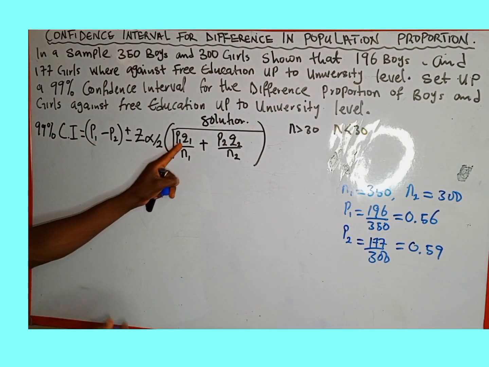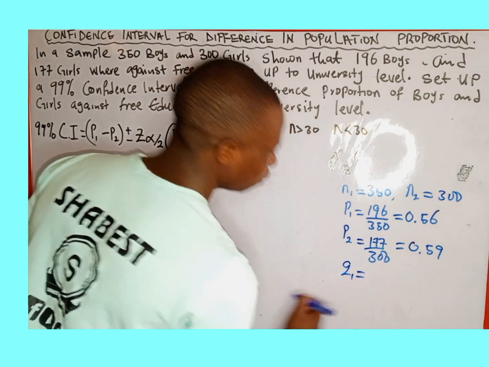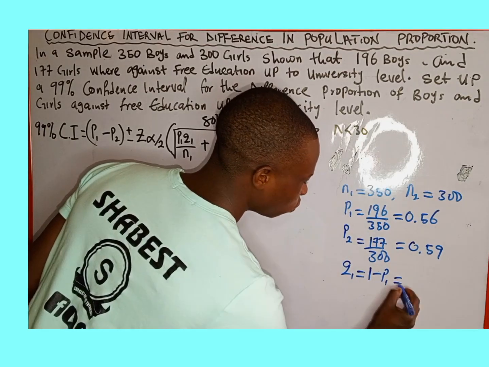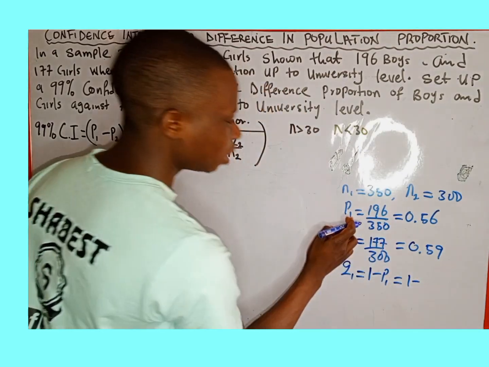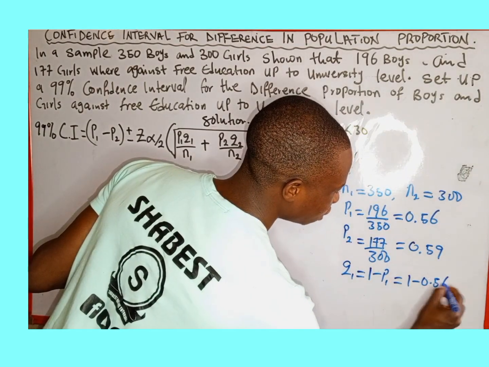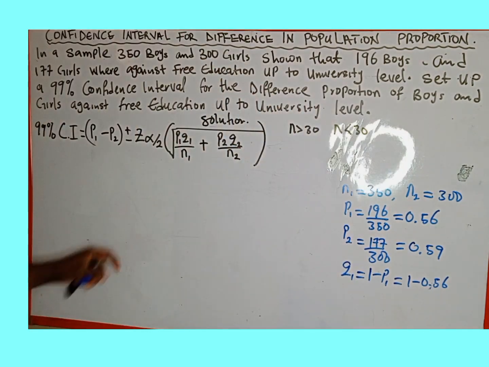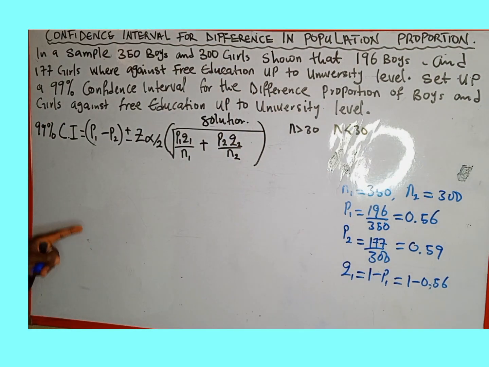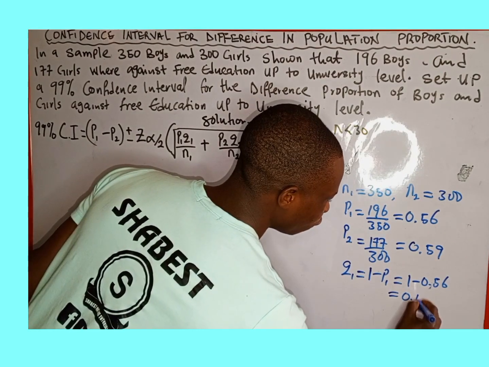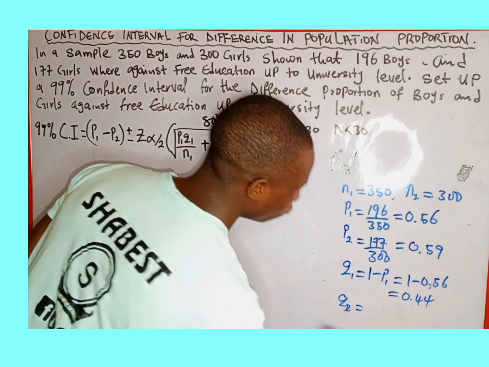So what is left? The next is Q1. Q1 for the boys is going to be 1 minus P1. 1 minus P1 is, if you take away 0.56 from 1, it's going to give us 0.44. So the next thing is Q2 for the boys.